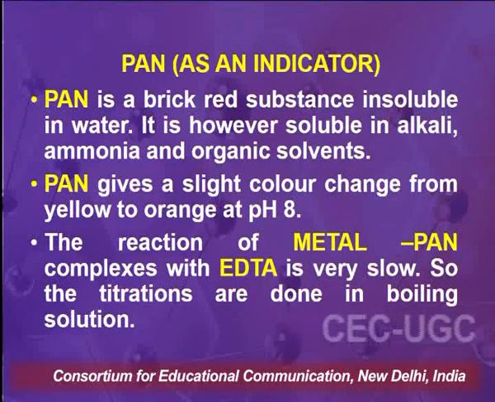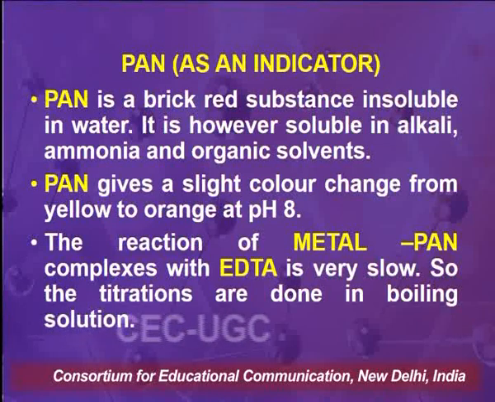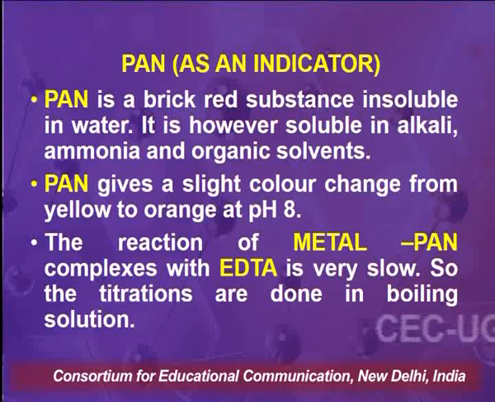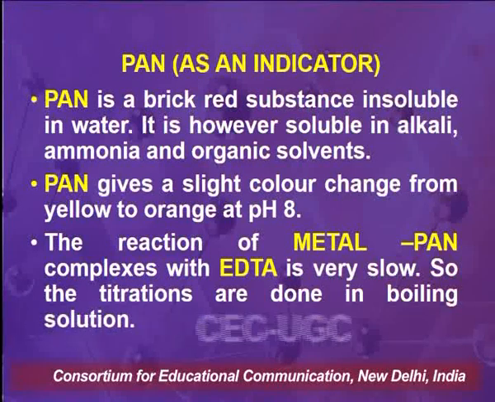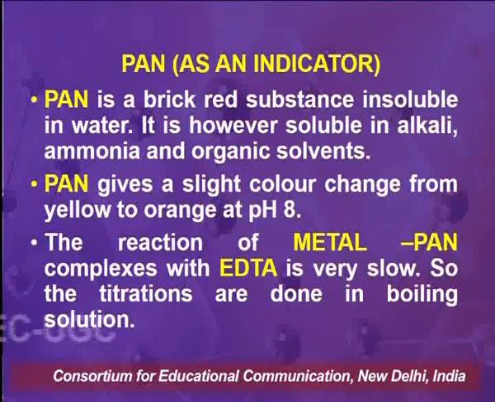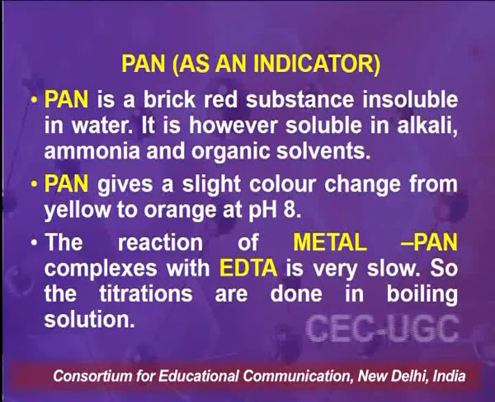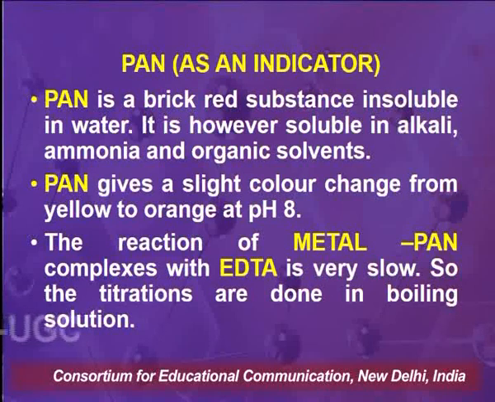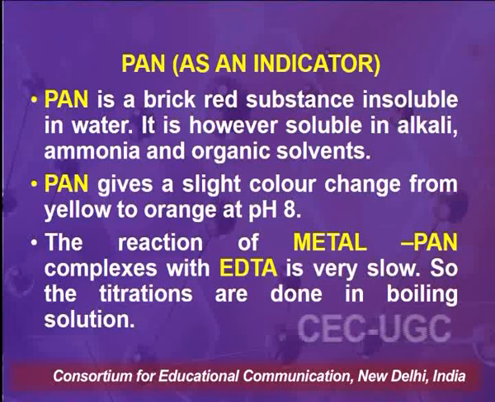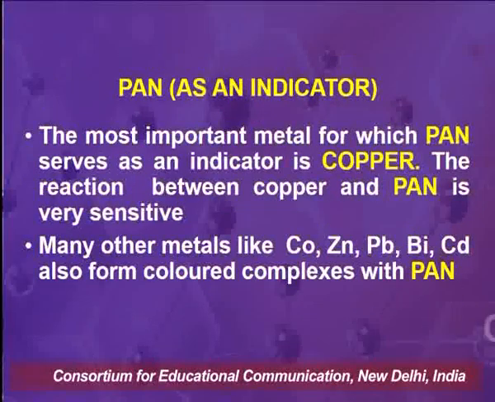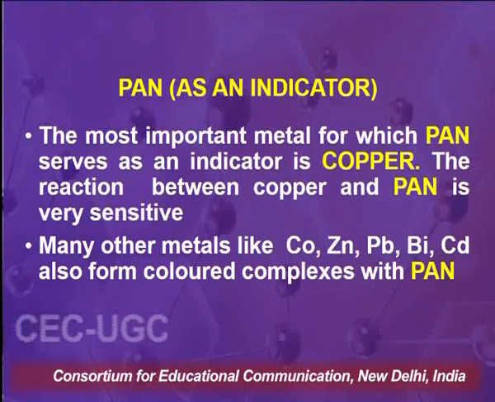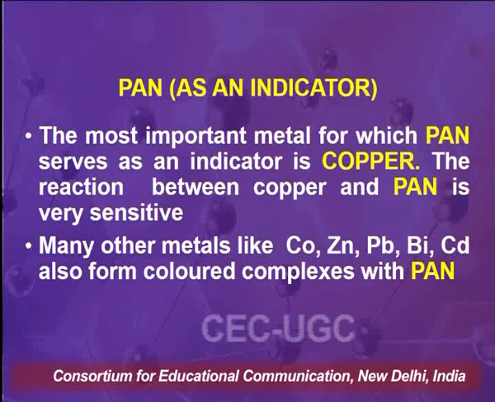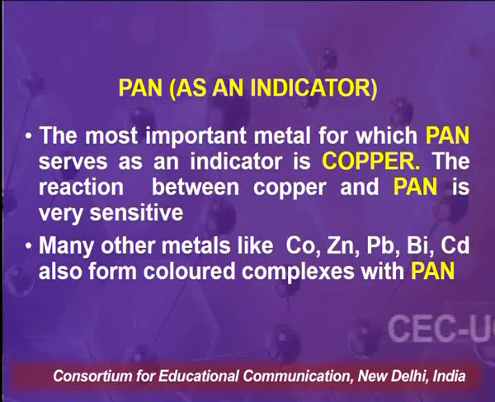The reaction of metal-PAN complexes with EDTA is very slow. So the titrations are done in boiling solution. That is, when PAN is used as an indicator for metal titrations, then these metal solutions have to be first boiled to increase the rate of reaction in this case. The most important metal for which PAN serves as an indicator is copper. The reaction between copper and PAN is very sensitive.